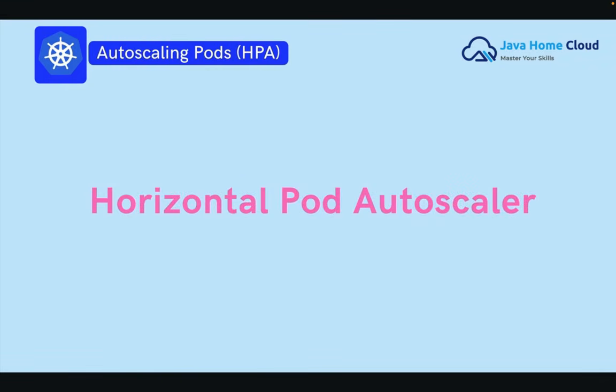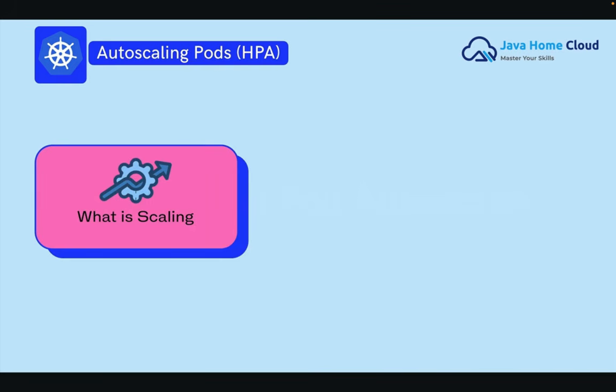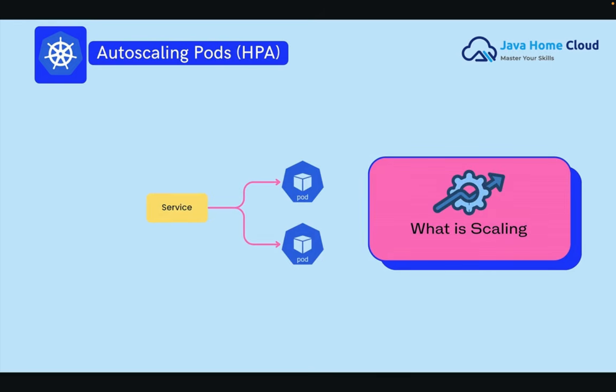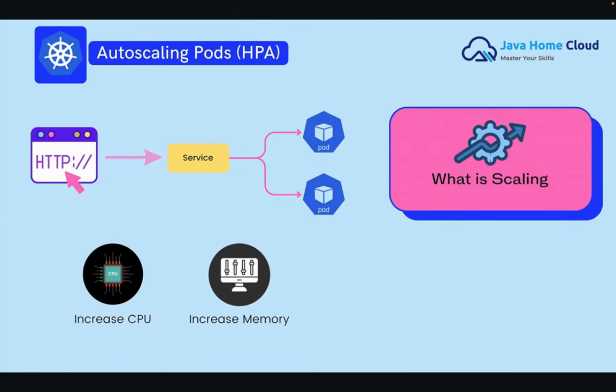We have the horizontal pod autoscaler, which is responsible for automatically scaling pods that are running behind a service. Before I get into the horizontal pod autoscaler, I want to make you understand what scaling is. Let's take an application with two replicas. When traffic increases, automatically the resources like CPU and memory have to increase to absorb the extra load. This is nothing but scaling the application.